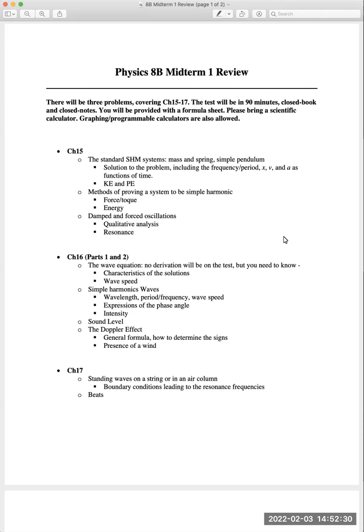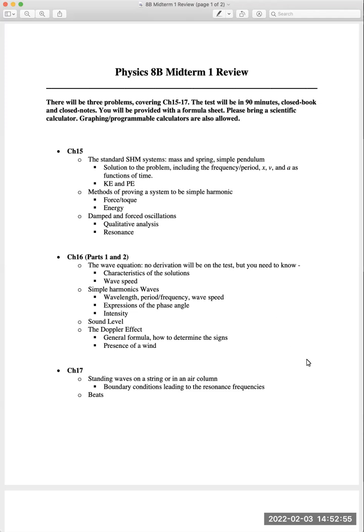Another thing of importance when it comes to forced oscillation: if you're driving the system with a simple harmonic force, then resonance would take place if the driving force has the same frequency as the natural frequency of the system. That's called resonance. All right, but that's only qualitative analysis.